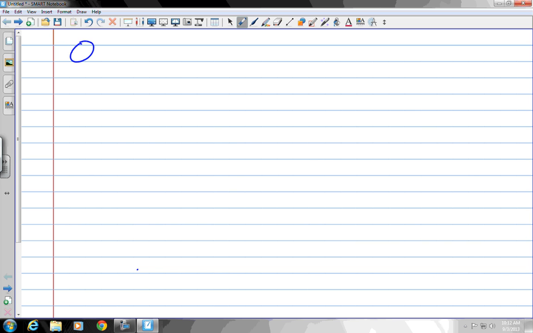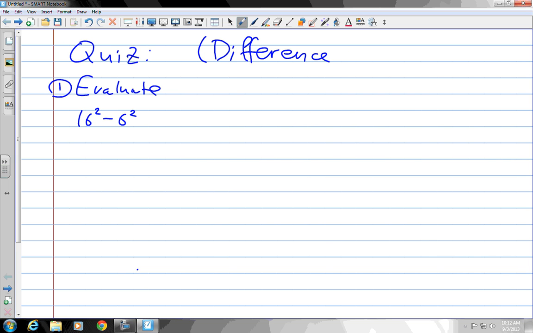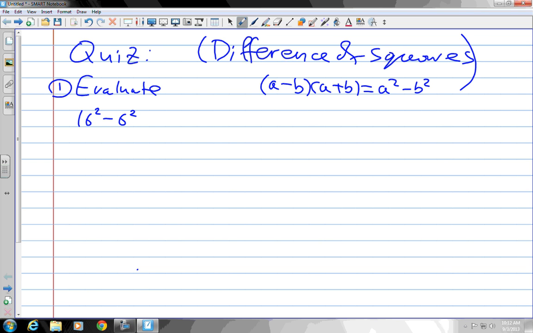So the quiz, there were 3 questions. One was to evaluate, and the whole quiz was testing your difference of squares formula, whichever way you like it to be. Okay? So the first question was just to evaluate 16 squared minus 6 squared.